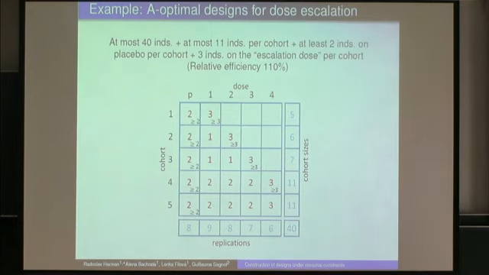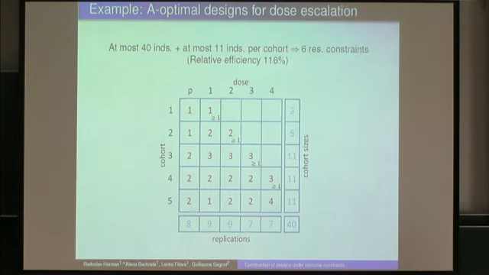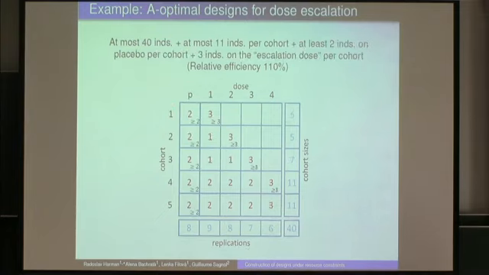But then another person comes and says, well, this is a very small cohort. I need to have at least 2 people on placebo and 3 people on the escalation dose. No problem, we can do this with our algorithm. So we increase the 2 here to at least 3. And this is perhaps a little bit boring design, but this is the A-optimal design within these constraints. And the relative efficiency is still higher than the standard Haynes-Clark design, say.